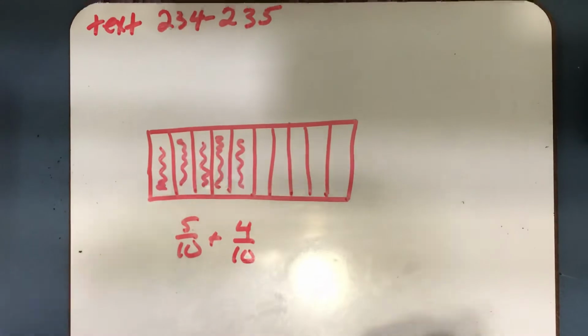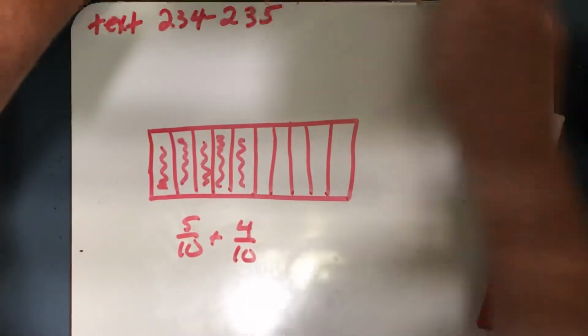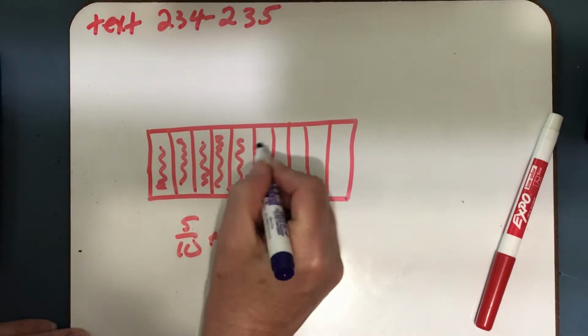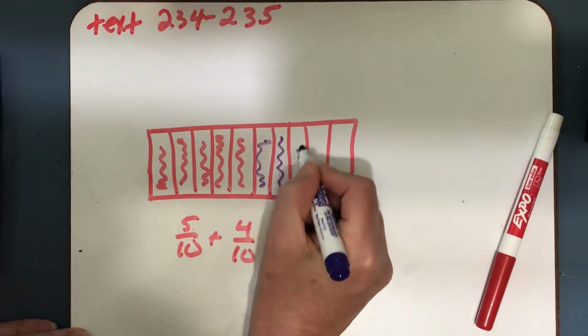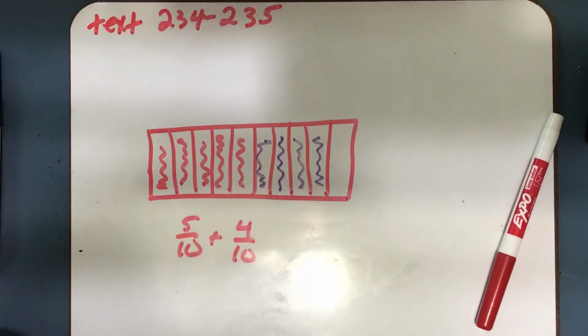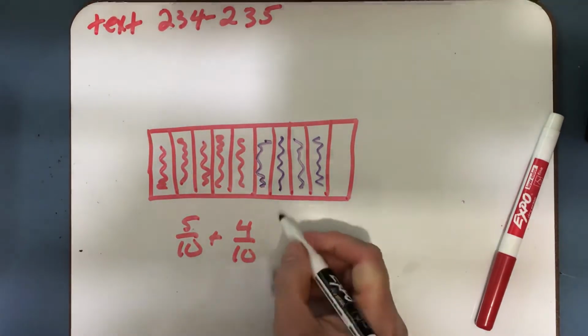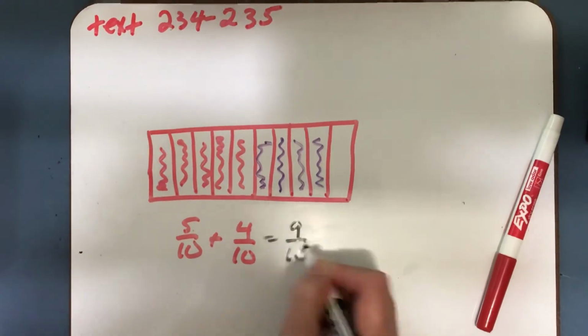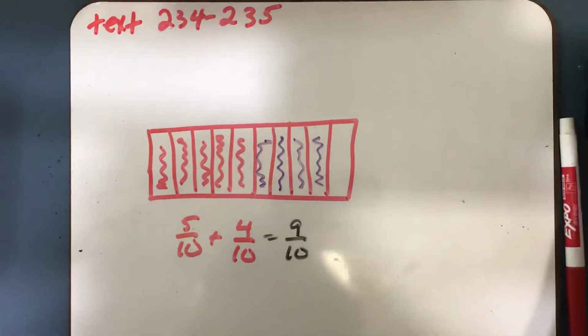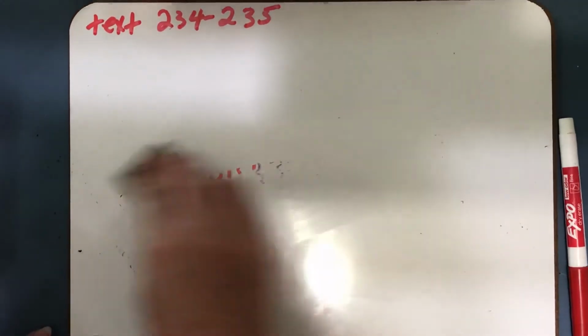I'm going to use another color now to do the other 4/10. Use my purple marker. So 1/10, 2/10, 3/10, 4/10. Okay, so I can see that I have 9/10 shaded in. 9/10. Okay, in the next section on 3 through 9, and remember you're only doing the evens, I'm sorry, 3 through 8.